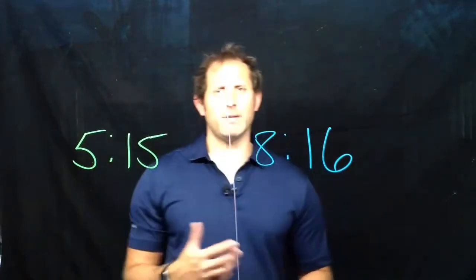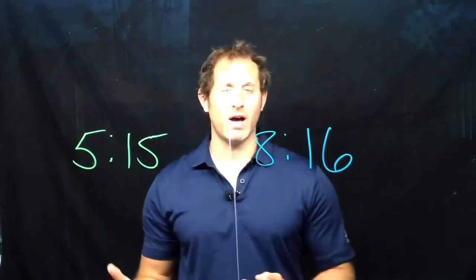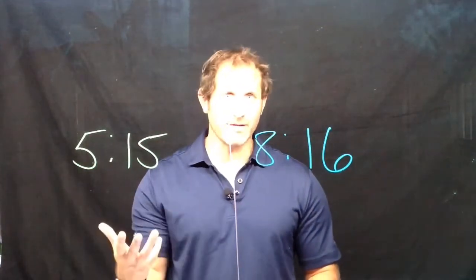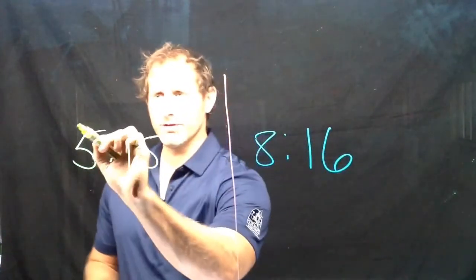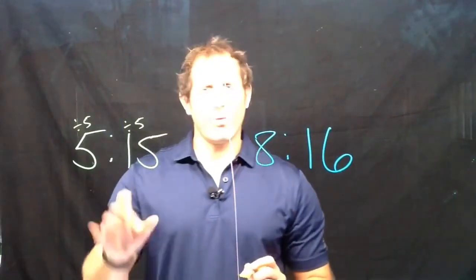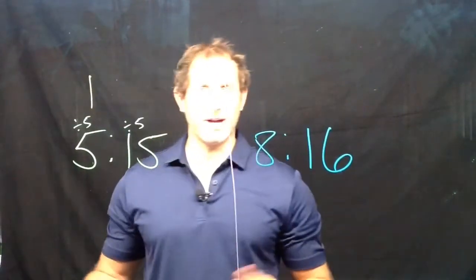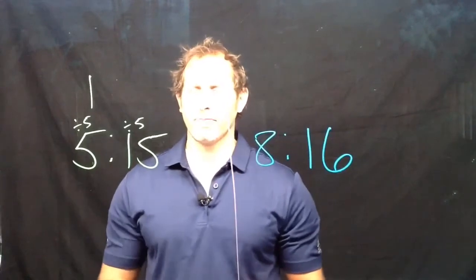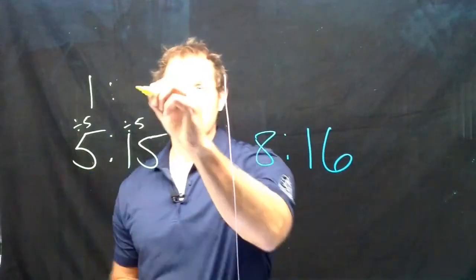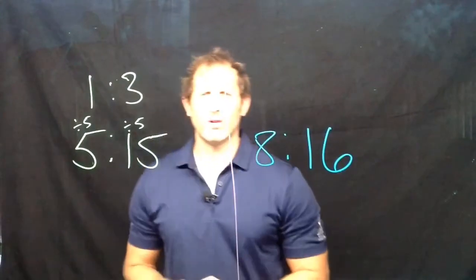This one's relatively simple because I can see here that both the 5 and the 15 end in the number 5, which means that I can really only divide by one thing. I can divide by 5. So I'm going to divide by 5 here, and I'm going to divide by 5 here as well. 5 divided by 5 always gives me 1. Any number divided by itself will always equal 1. And then I have 15 divided by 5, and that is 3, leaving me with 1 to 3. Now you might think to yourself, well, how is that equivalent?